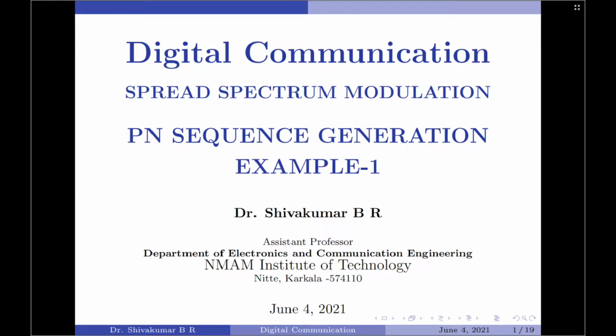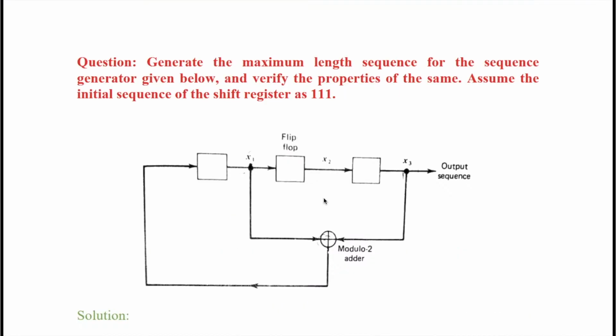In this video, I am going to illustrate how to generate a PN sequence, particularly a maximum length sequence, when you are given a sequence generator. Please note in the diagram shown here, we are given a maximum length sequence generator which has a linear shift register and a feedback path, hence the name linear feedback shift register.